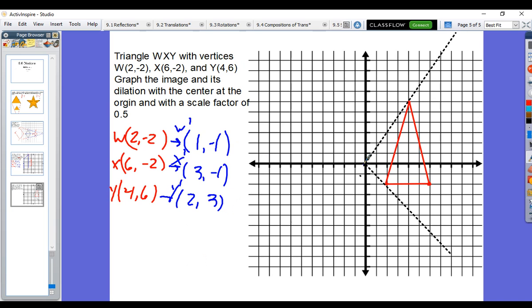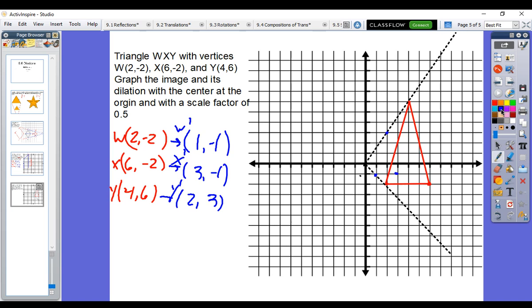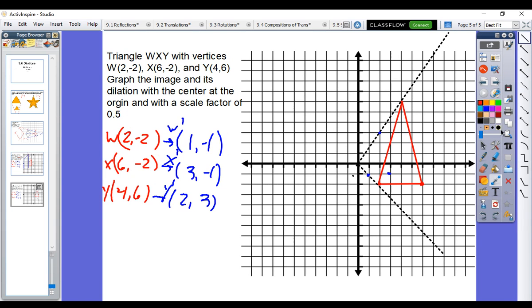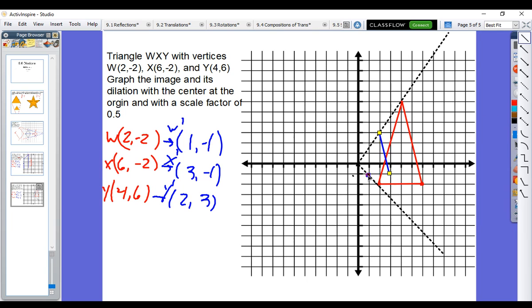So let's graph that. 1, -1. Okay, that falls in there. 3, -1. Okay. And then 2, 3. Look at that, right in there. And now let's connect those together. Right there, we're in blue. There, there, and there. Oh, let me drop that one down a bit. There we go. Drop this one down a bit. There we go. Look at that.